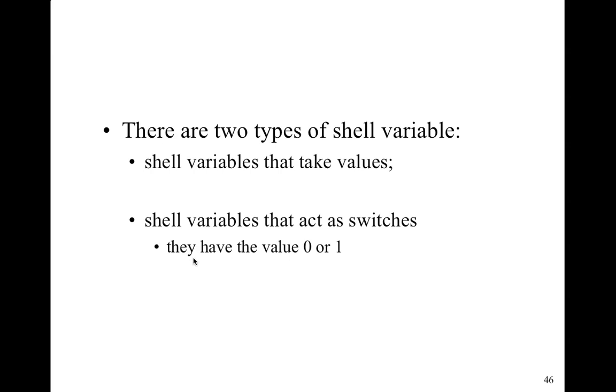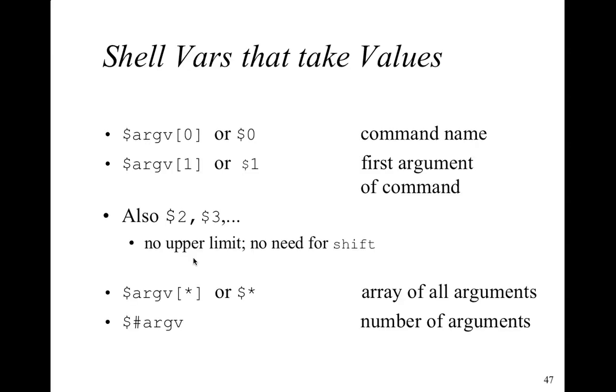So there's 2 types of shell variables: those that take on values, or shell variables that act as switches to turn things on and off, which is kind of different. They have the value of 0 or 1 associated with them if you're switching something on or off. So here are some shell variables that take values, and that's actually kind of like what we've seen so far.